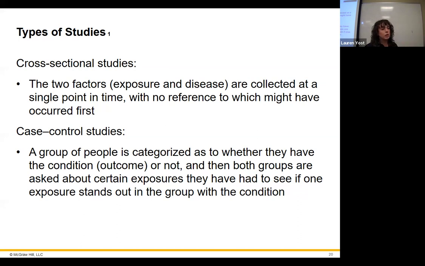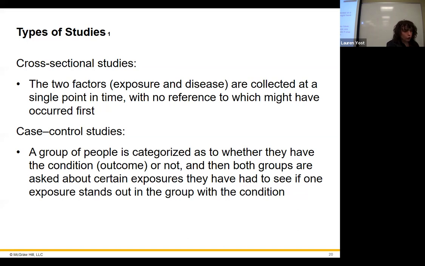So cross-sectional studies anyways, there are 2 factors, let's say exposure and disease, okay? What the disease is and what the exposure was that occurred in this population. They're collected at a single time point with no reference to which one may have occurred first, okay? That's basically how we would look at 2 factors, single point in time, don't know which one occurred first. You're just collecting the data irrespective of that, okay?